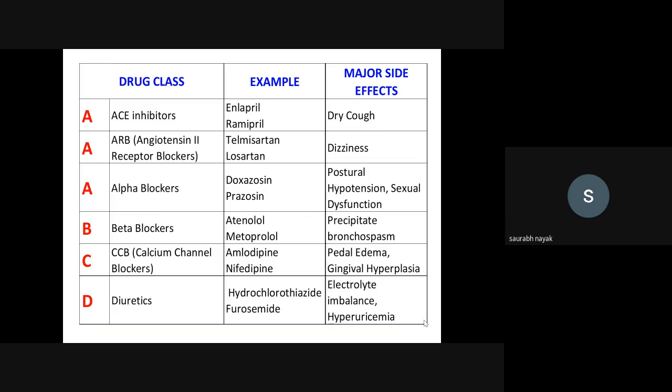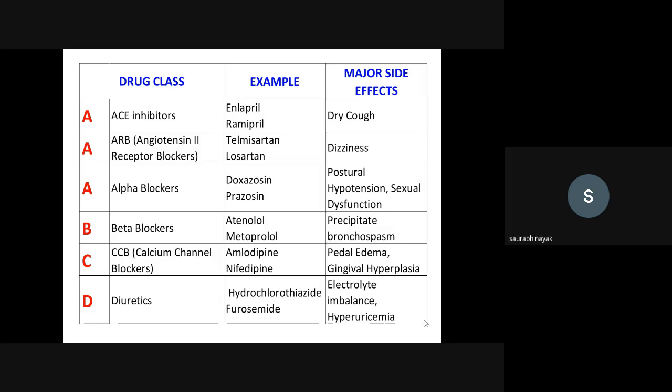Now coming to the angiotensin 2 receptor blockers. The major side effect is dizziness. Alpha blockers. Alpha blockers can have very serious side effects like postural hypotension and sexual dysfunction as well. Beta blockers, particularly the non-selective beta blockers, which do not discriminate between beta 1 and beta 2, block both. So that is why they can precipitate bronchospasm, and in the contraindication section, that's why we said beta blockers are contraindicated in hypertensive patients along with asthma and COPD.